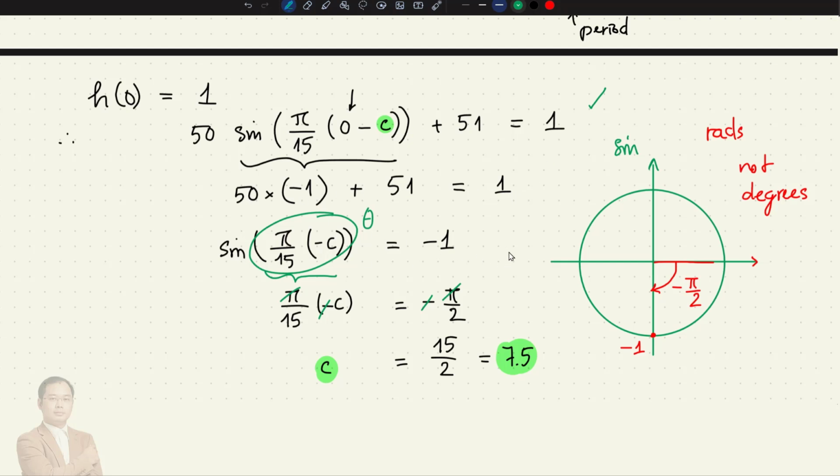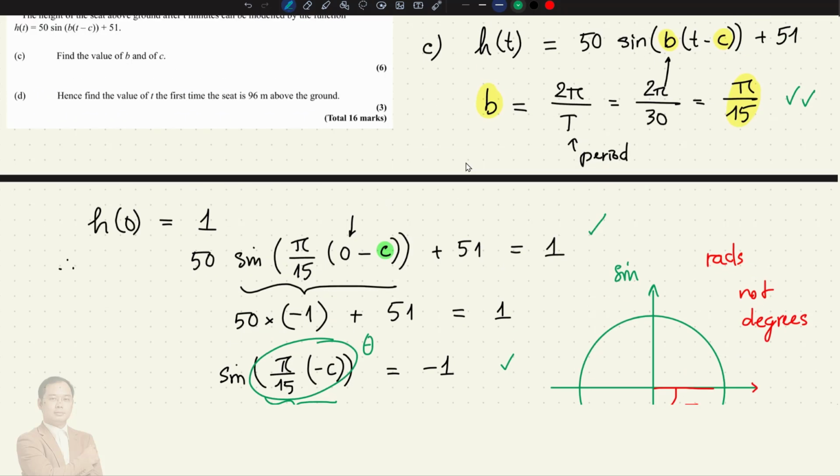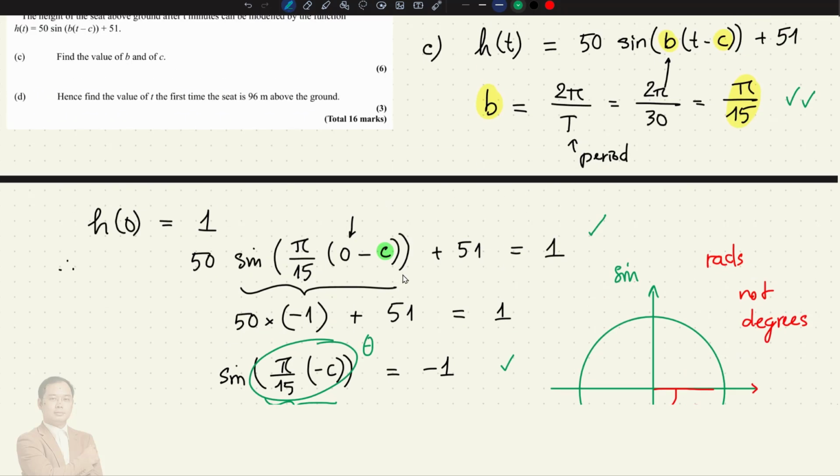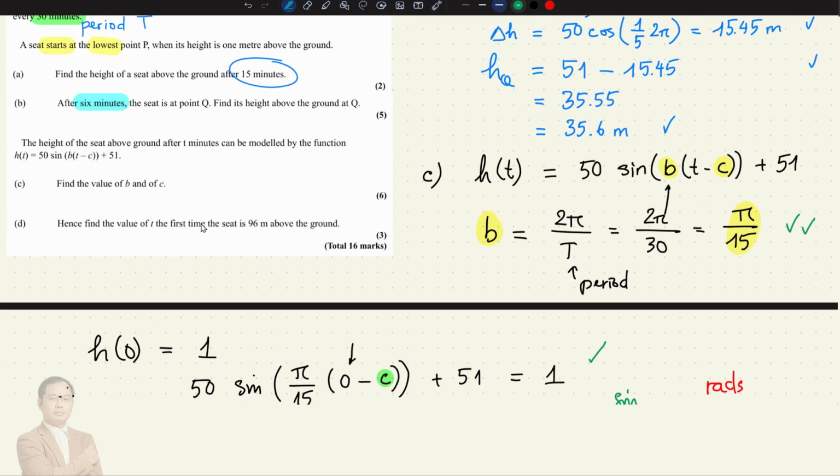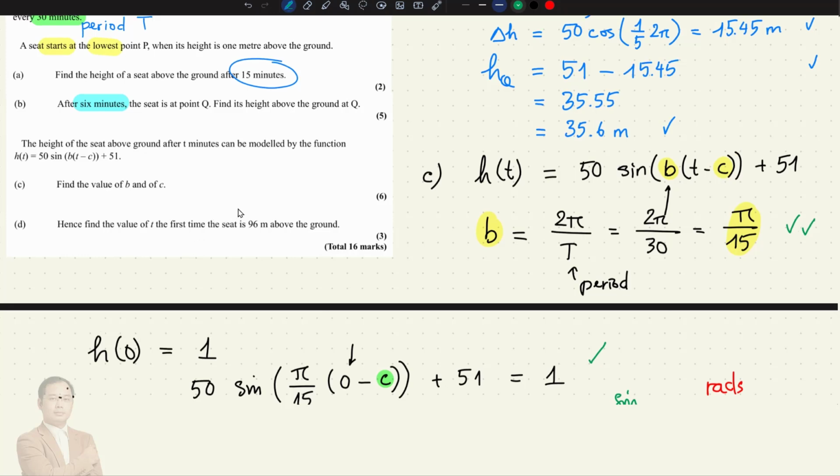And we know that the sine equals minus 1, that's the next mark, so that makes 4 or 6 or something, but I believe that the whole solution is like this and no further step is required. The last question, D, finds the value of time when the seat is 96 meters above the ground for the first time. Okay, let's go back to the diagram.